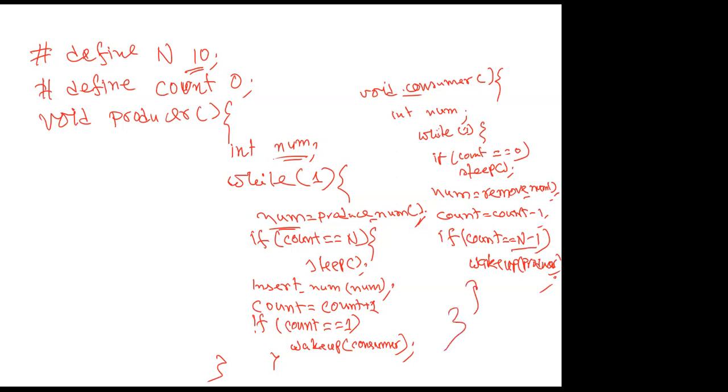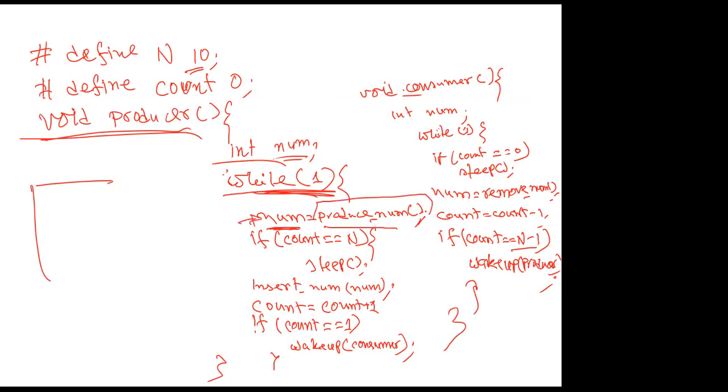Okay, let's check this. What will the producer function do? There is one local integer variable, and this is the infinite while loop. Once your producer process is scheduled by your operating system, if it is scheduled for a long time, the while loop will run again and again. What will it do? It will produce a number. This is the produce function, let's say a pseudo function. This function will randomly create a number, and insert it into the num variable.